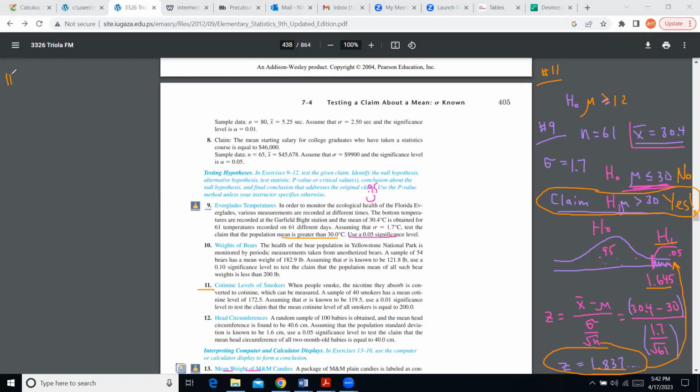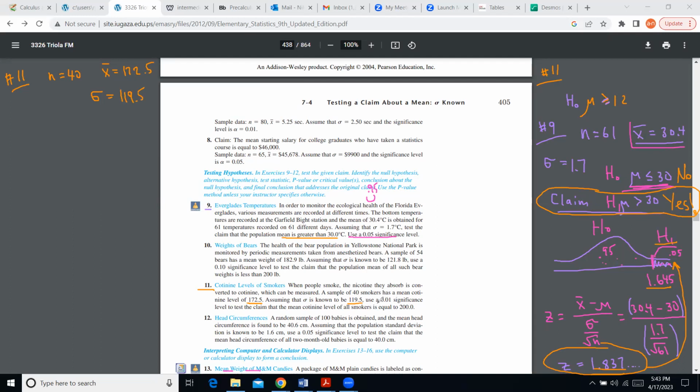Exercise number 11. It says cutting in levels of smokers. They take 40 smokers sample in exercise 11. And then they have the mean and standard deviation here for us. Let me write this. So sample mean came out to be 172.5. And then we also have a standard deviation as 119.5. Okay. What else?